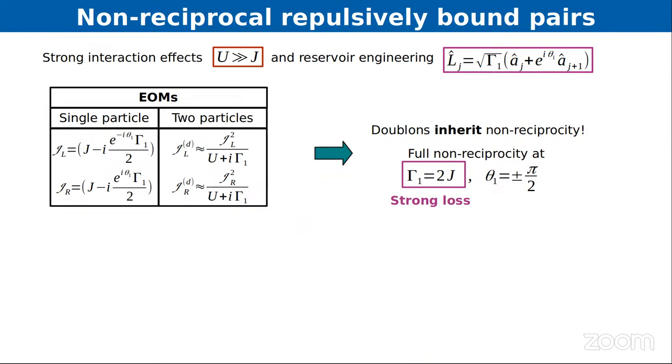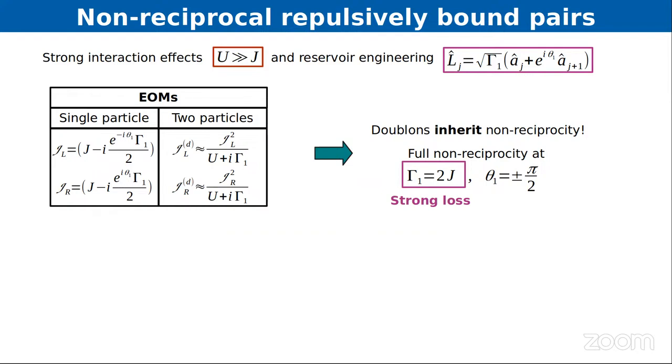With this in mind, we go ahead and study our system, including dissipation now. We know that in the single-particle case we have these two non-reciprocal hoppings that you see on the left of the table, and by limiting ourselves to the two-particle sector, we can approximately obtain these hopping amplitudes for the doublons, which, as you see, are proportional to the square of the hopping of the bosons. So we see from this that the doublon inherits the non-reciprocity from the boson in the very same way. And if you replace this strong loss, gamma equals 2J, into the equations for the boson non-reciprocal hopping, you will see that this corresponds to full non-reciprocity.